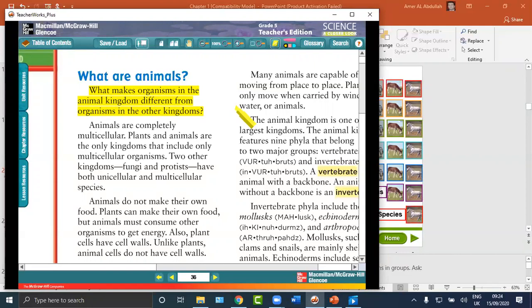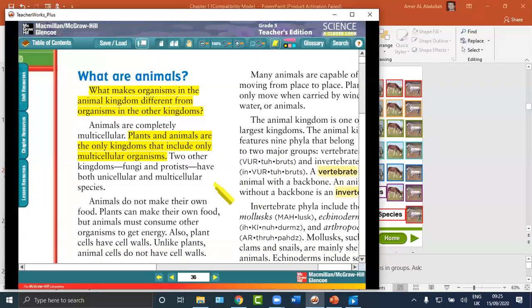Animals are completely multicellular. Plants and animals are the only kingdoms that include only multicellular organisms. Okay, stop here. Put a highlight here. Plants and animals are the only kingdoms that include only multicellular organisms. We can't put both. Yes, continue.